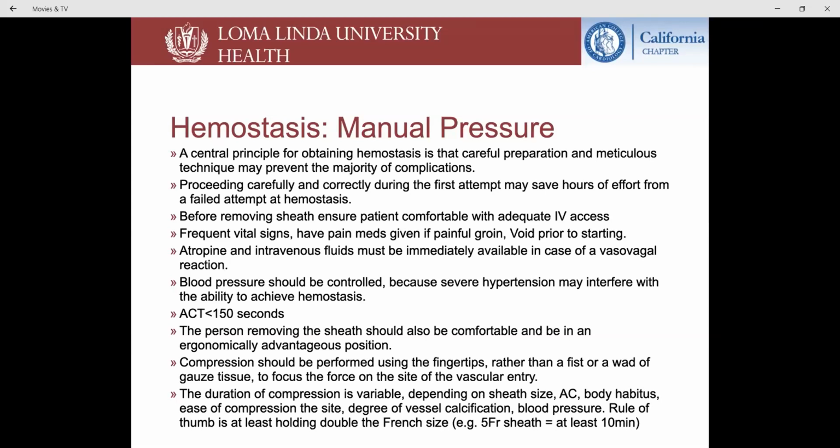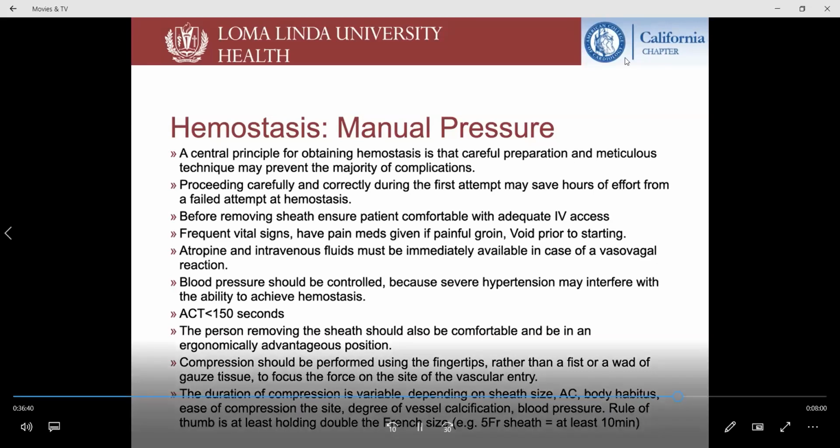And so if you come to the bedside where someone's doing failed manual pressure and everyone's getting very stressed, you walk up, I would take that gauze away, see where the bleeding is coming from, and a lot of times 2, 3 fingers, hard pressure in the right spot, and you can stop the bleeding and obtain hemostasis. Okay, so avoid the wad of gauze if possible.